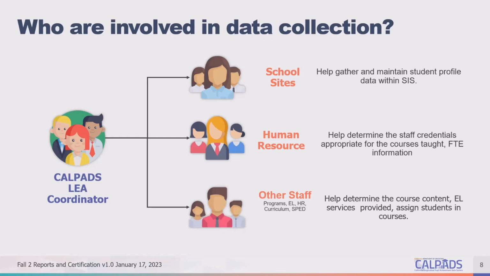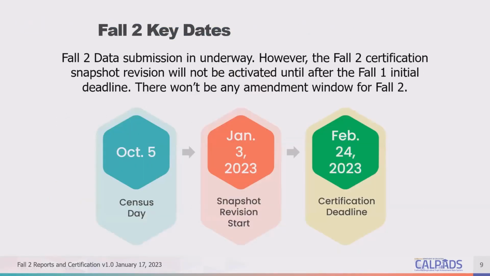So generally, these staff members may not have access to each other on a general basis. So you're in a position where you have to connect them, potentially, and the data, so that it can all be reported to CALPADS. And then just the key dates.